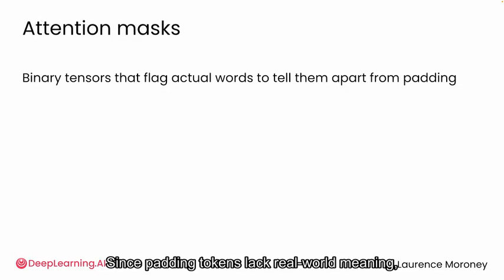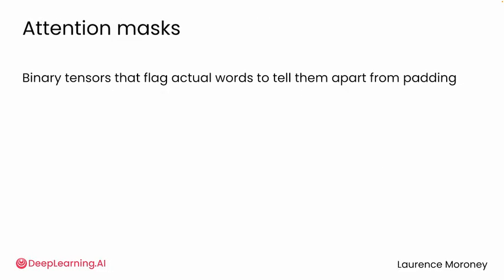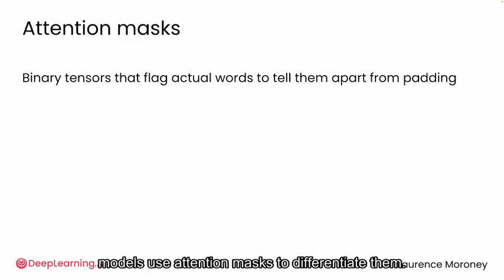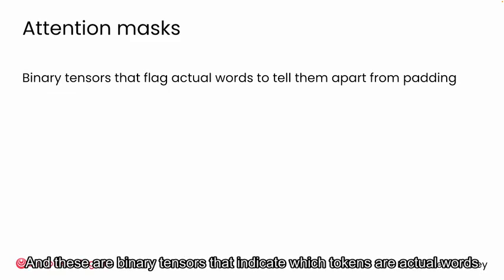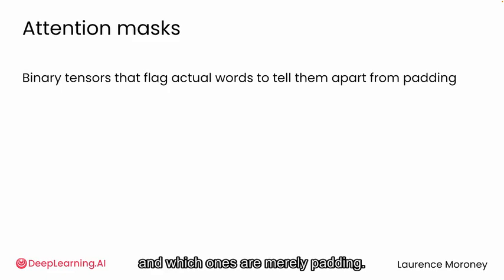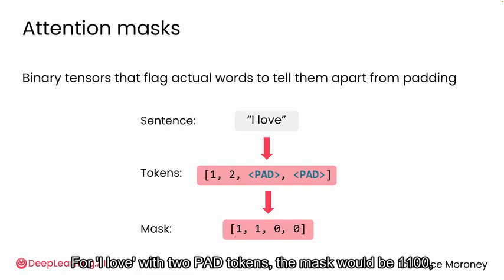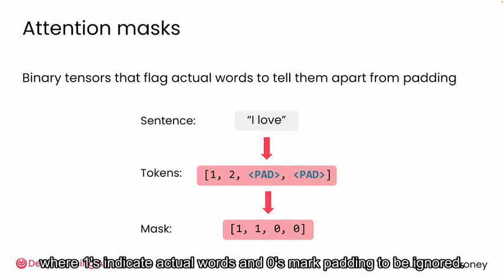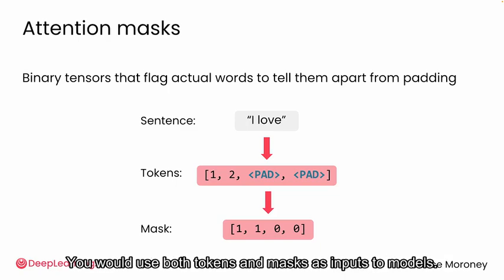Since padding tokens lack real-world meaning, models use attention masks to differentiate them. And these are binary tensors that indicate which tokens are actual words and which ones are merely padding. For I love with 2 pad tokens, the mask would be 1, 1, 0, 0, where ones indicate actual words and zeros mark padding to be ignored. You would use both tokens and masks as inputs to models.